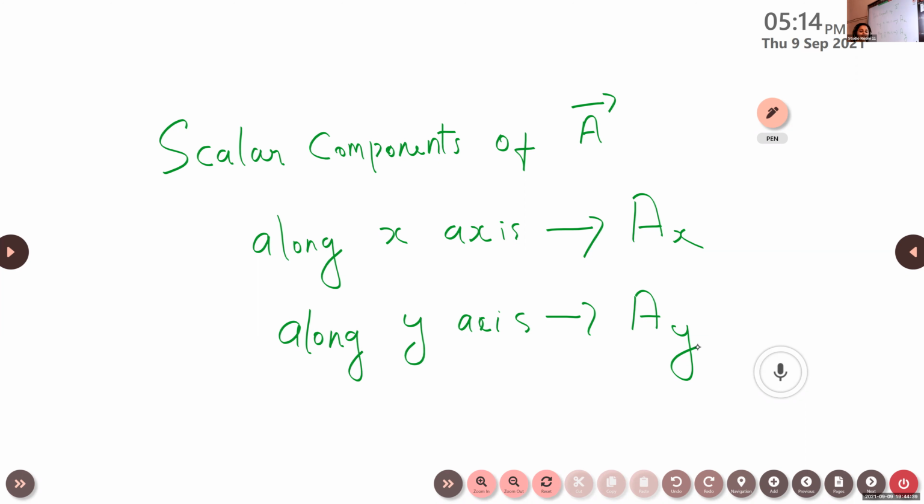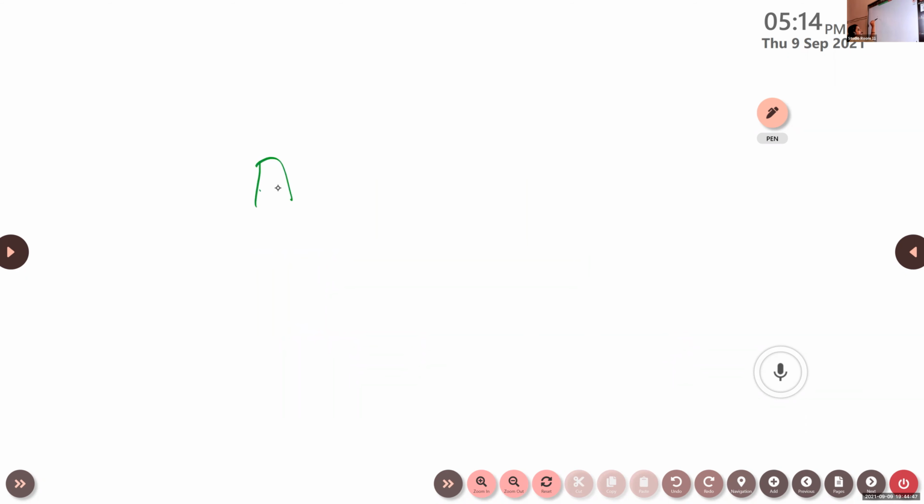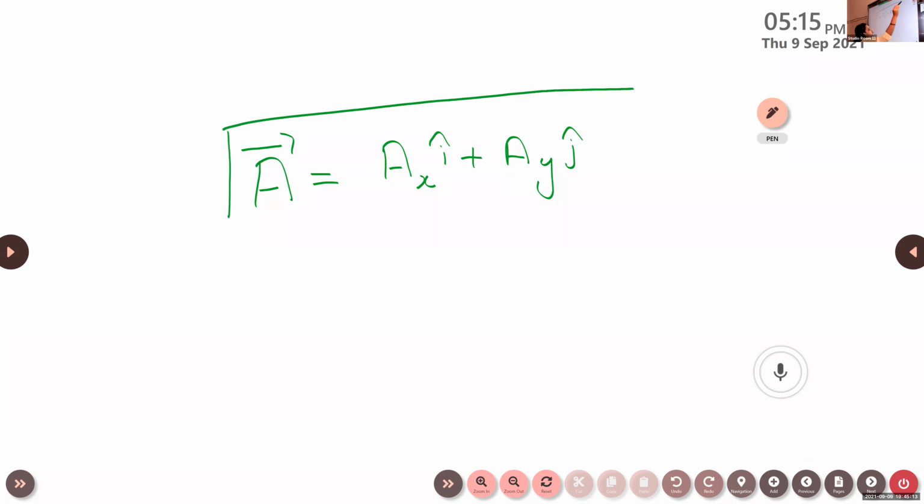So according to vector addition by component method, the equation becomes vector A is equal to AX i cap plus AY j cap. Vector addition using component method, where vector A is the single vector, and AX i and AY j are its components. So this is the equation for vector addition using the component form. This is in the case of two dimension.